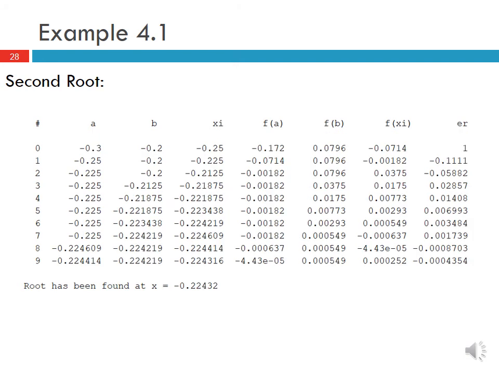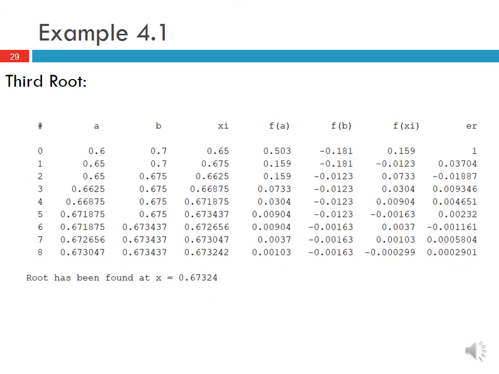The same thing for the second root. Here we're starting with an interval of minus 0.3 to minus 0.2, and we find after 9 iterations that the root is negative 0.22432. And for the third root, we're starting with 0.6 and 0.7, and we find that after 8 iterations, the root is 0.67324.